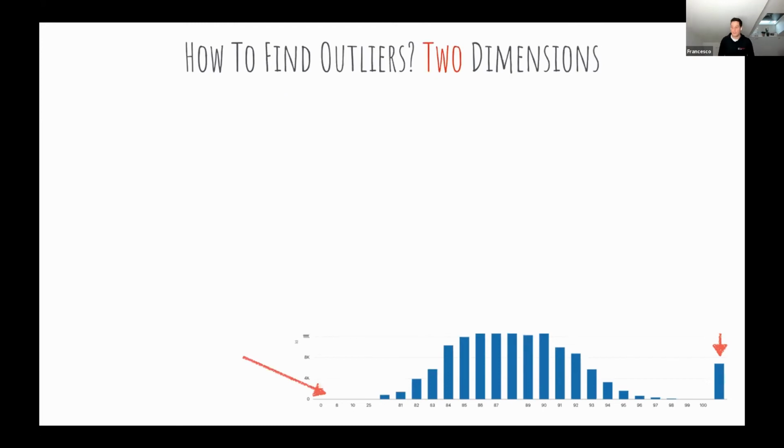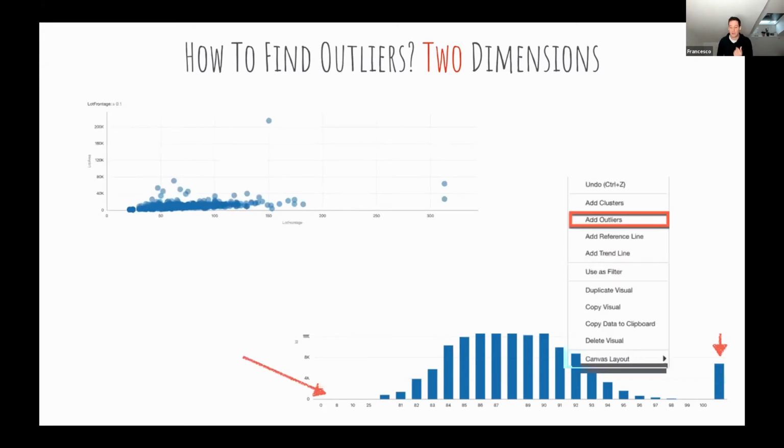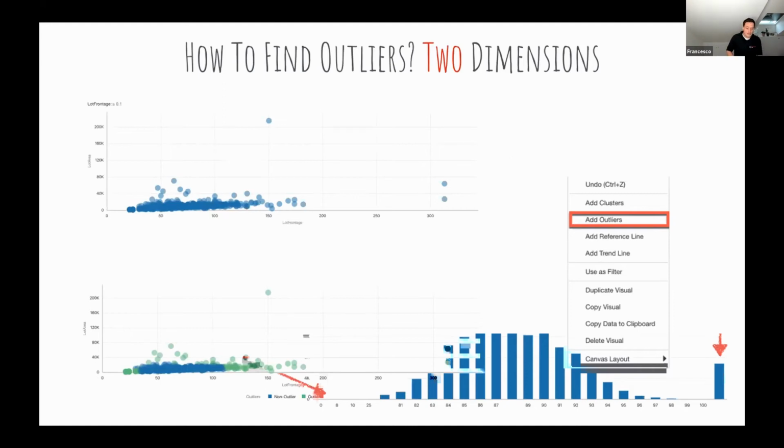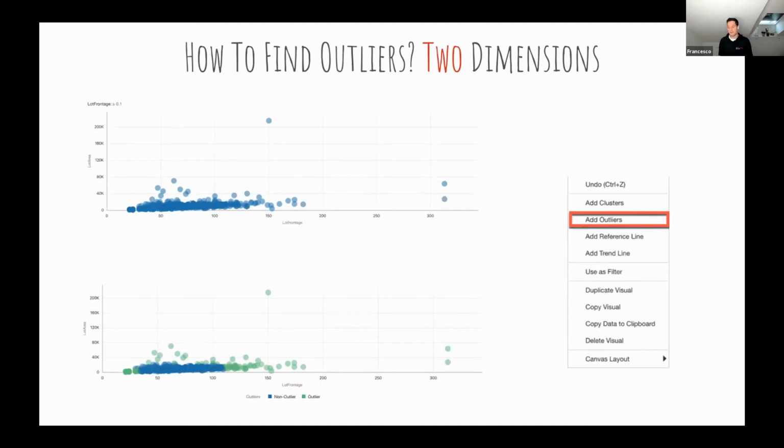If I have two dimensions, again, I can use the plotting options of Oracle Analytics Cloud to create a scatter plot. And then I have the option to create an outlier, and it will show me the data as outlier, not outlier, and I can use this outlier filter to filter them out. Once I'm okay with the cleaning part, it's time to start doing what data scientists call feature engineering. So it's transforming values. For example, if I have a location, I want the zip code.